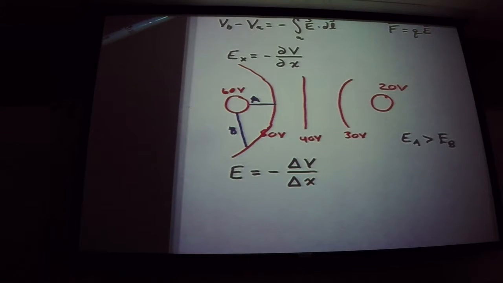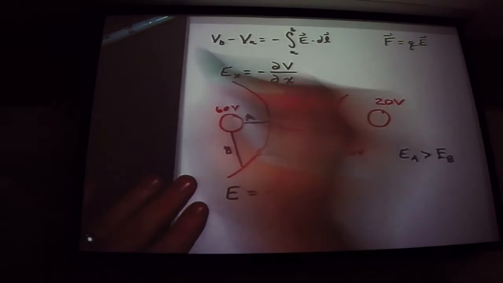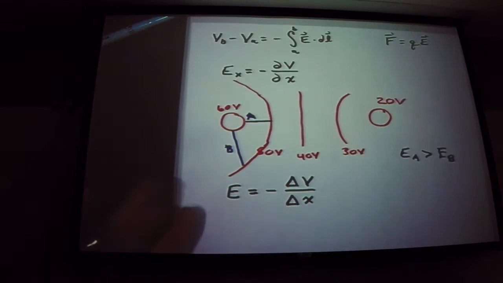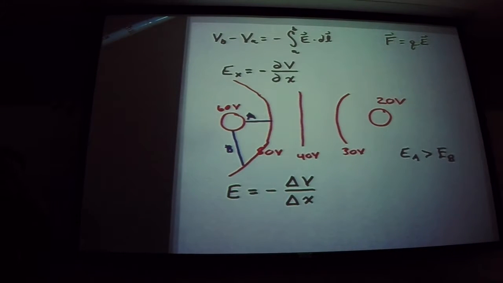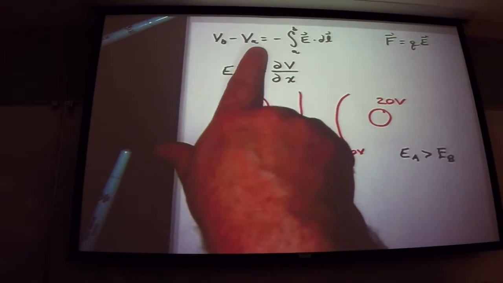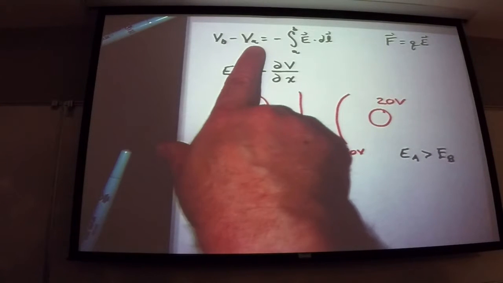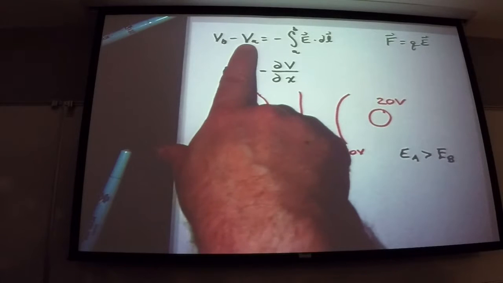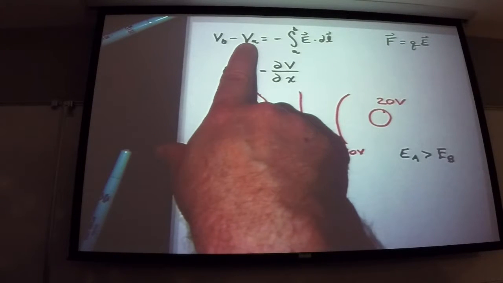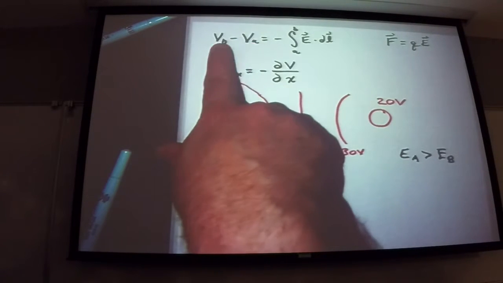What I want to do is talk about the direction of the electric field. Look at this formula right here. I'm going to use this formula to determine the direction of the electric field. Notice these equipotential lines. Equipotential lines means that the difference is what? Zero, because they're equipotential lines.